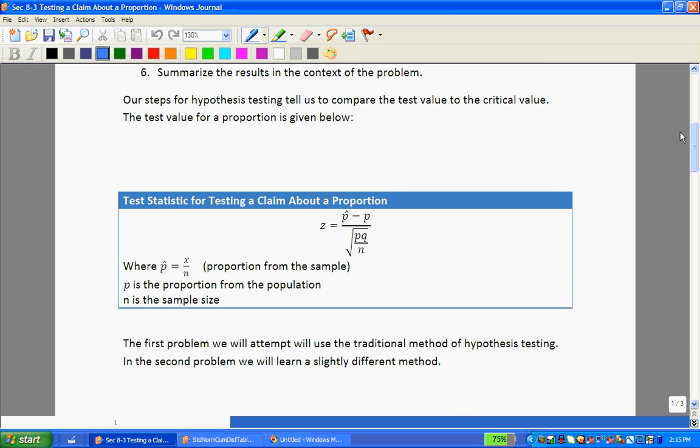p is the proportion from the population. Most times it's given to us as a percentage, but that's what p is. And then n will be the sample size. Now the first problem we're going to attempt, we'll use the traditional method of hypothesis testing. In the second problem, we'll learn a slightly different method. They both yield the same results, but it's just a different method.